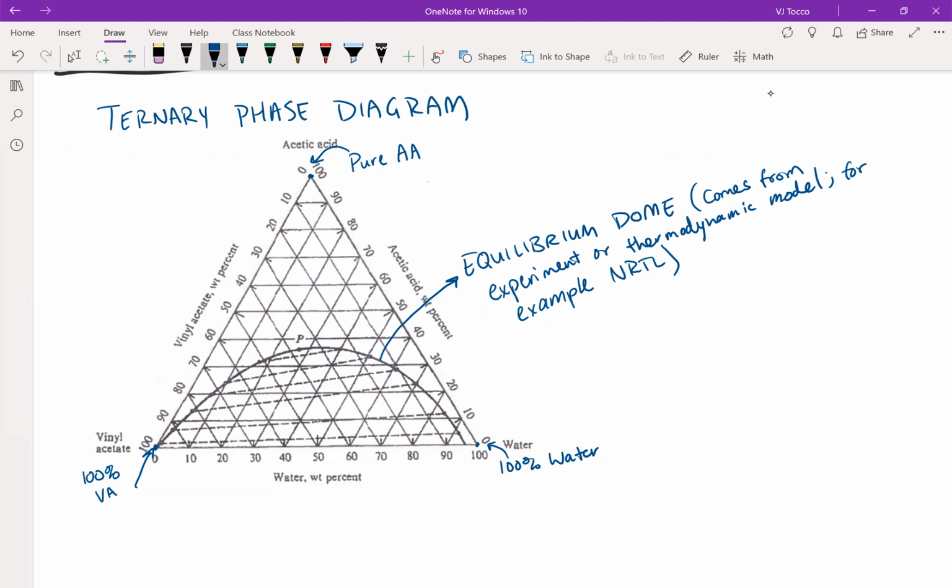I would always give you either the plot, or I would tell you that an experiment was done and this is what the compositions happen to be. So the main point having to do with the equilibrium dome is that all points inside the equilibrium dome are the immiscible region. So outside the equilibrium dome is the miscible region where all 3 things coexist together.